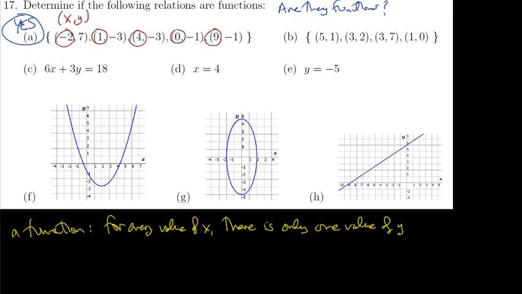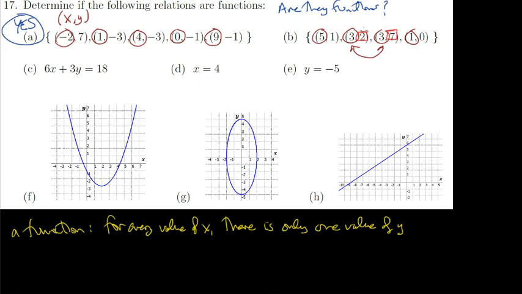What about B here? So what are the x values? We have a 5, a 3, a 3, and a 1. Now those are not all unique, right? The 3's are the same. So we have the same x, right? But we have two different y's here, 2 and 7.